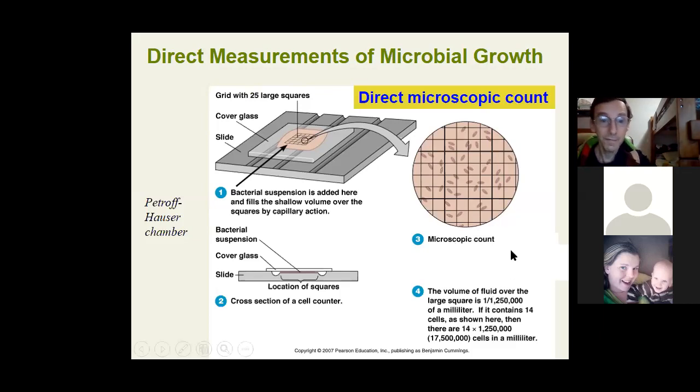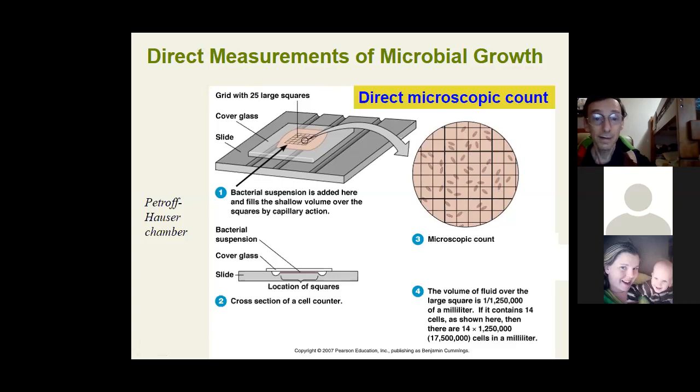This is a specific slide that takes a specific volume of liquid. And the volume under this square would be 1/1,000,000th of a milliliter, or about 1 microliter. Any questions about that?